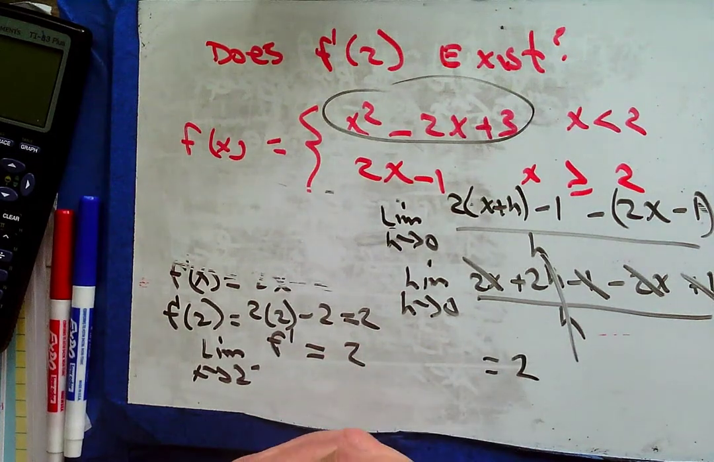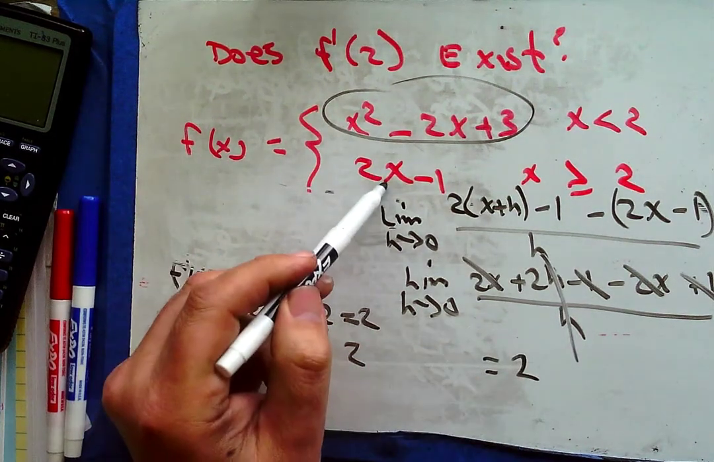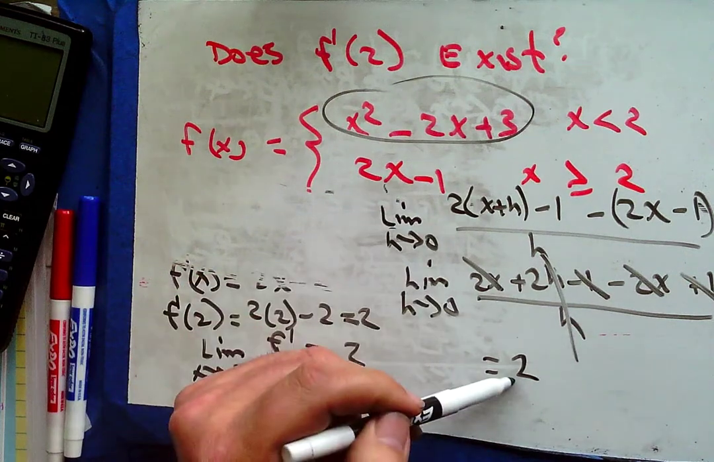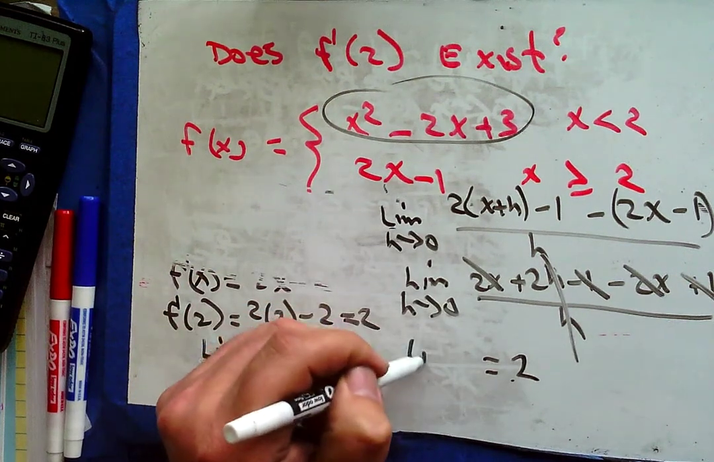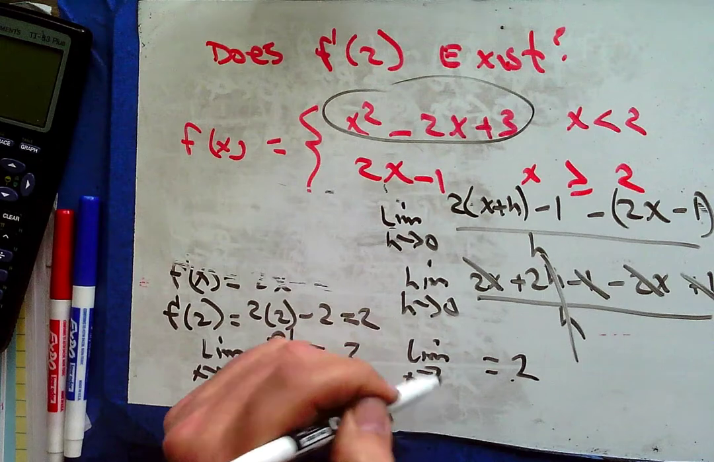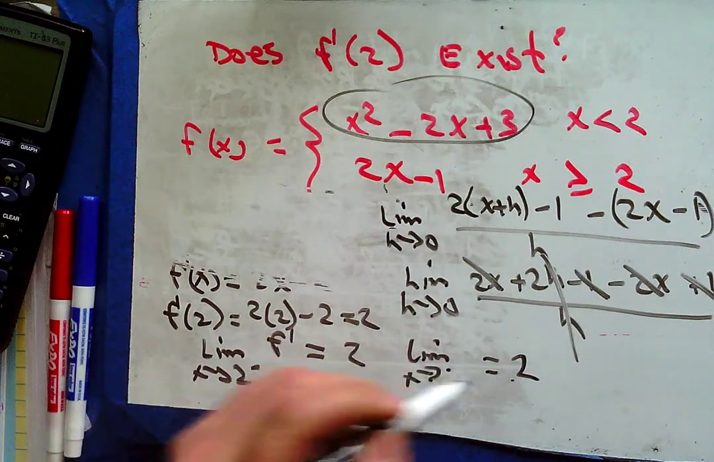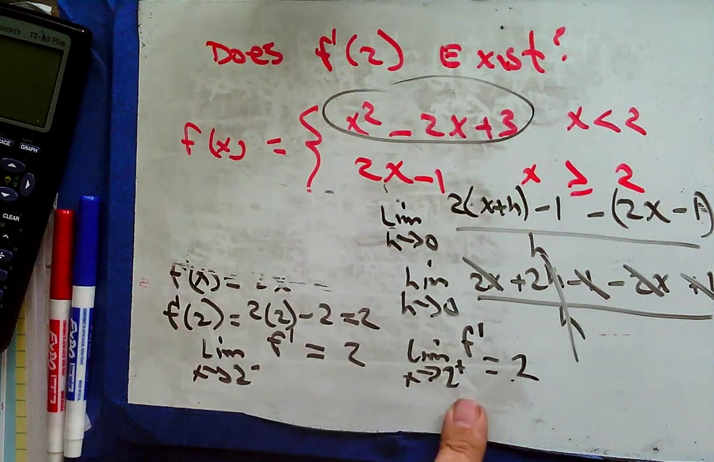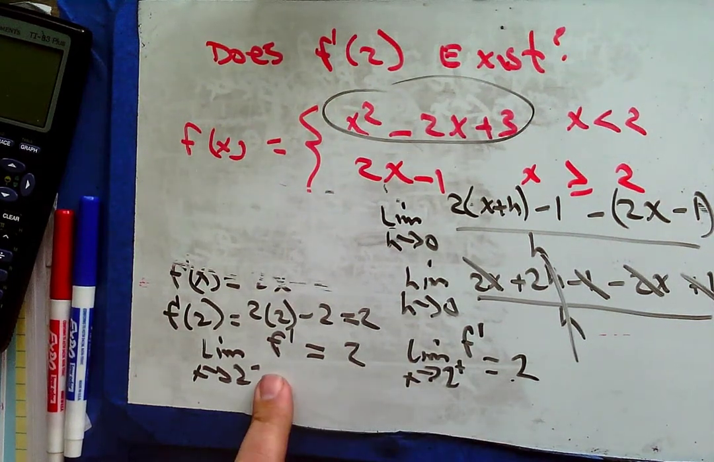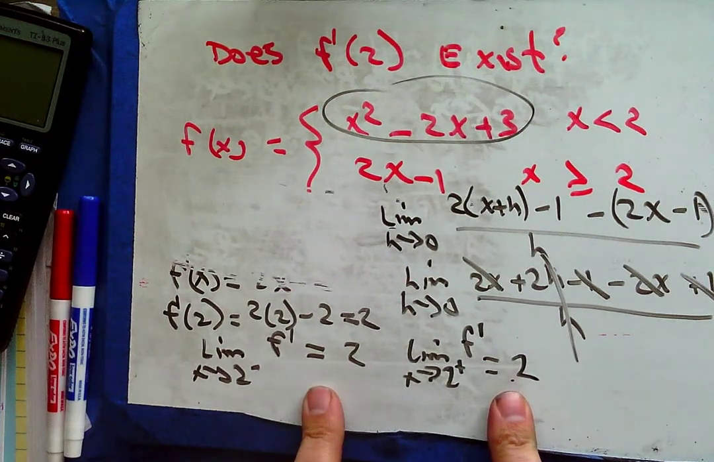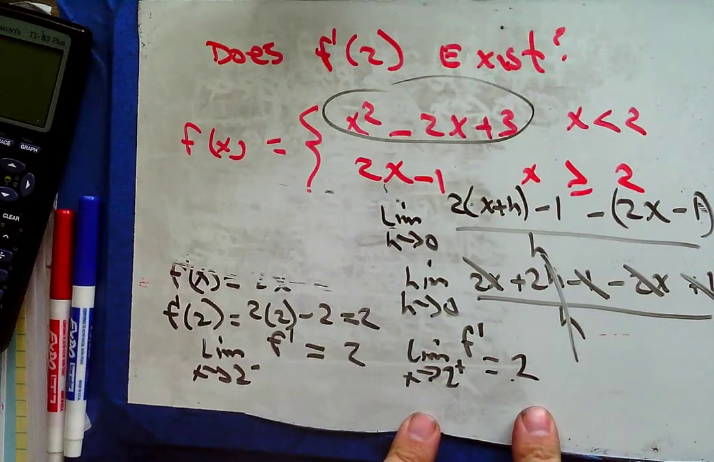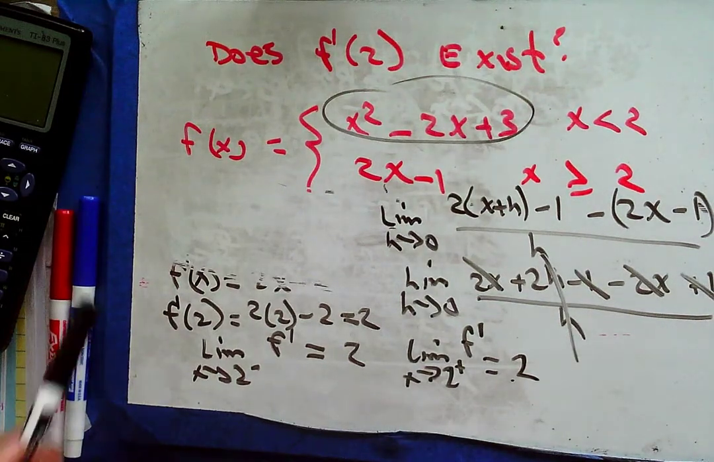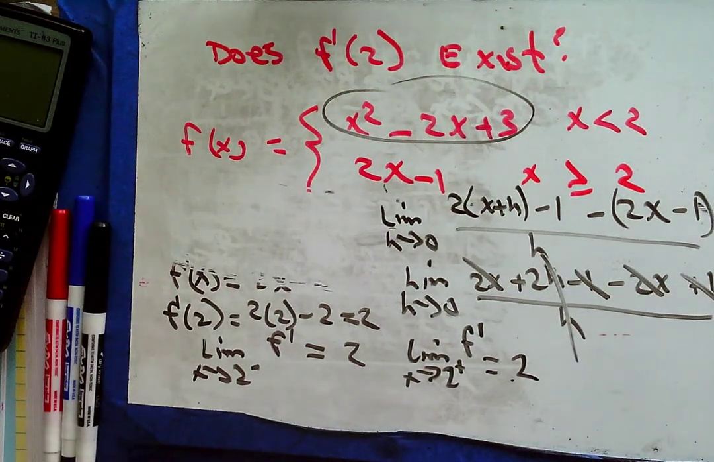And really, that shouldn't be a surprise to me, because what's the slope of this linear equation? 2. And so what we just found was the limit as x approaches 2 from the positive side of the slopes. The limit of the slopes from the right-hand side is 2. The limit of the slopes from the left-hand side is 2. And since the limits of the slopes from both sides are equal, and they're both equal to 2, I kind of want to say that the derivative at 2 is 2.